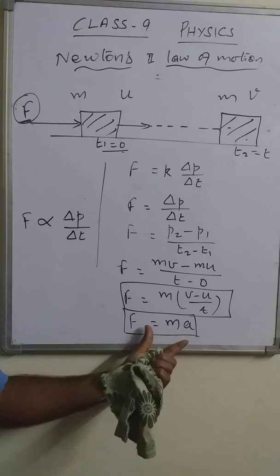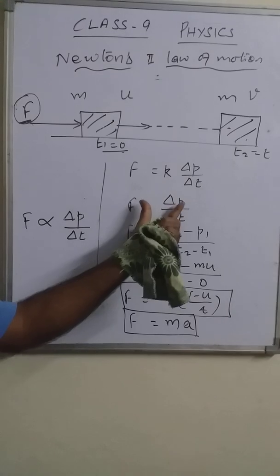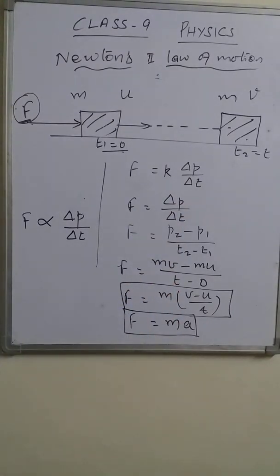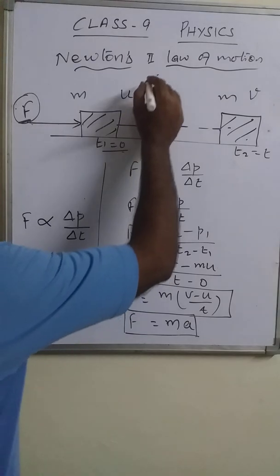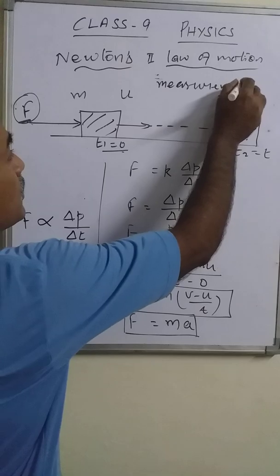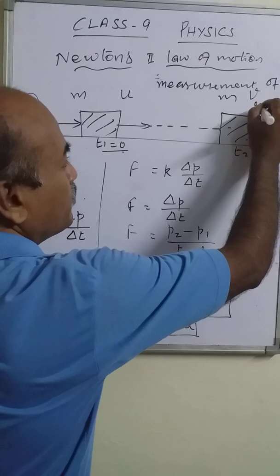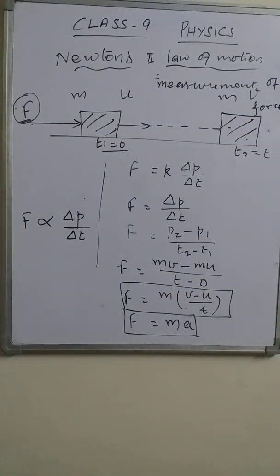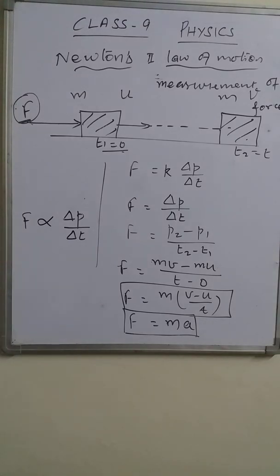This is the final relation we obtain. But the basic relation is F is equal to delta P upon delta T. From this relation we got F equal to m into a. Now from this relation we measure the force. So Newton's second law of motion gives the measurement of force. The first law of motion gives the definition of force. The second law of motion gives the measurement of force, because by using this law, we can measure how much force is required to change the state of the object.